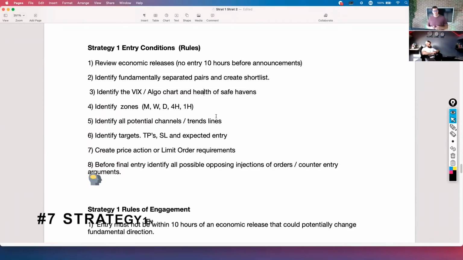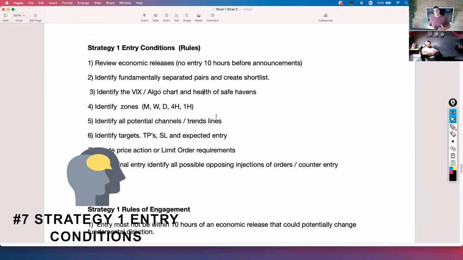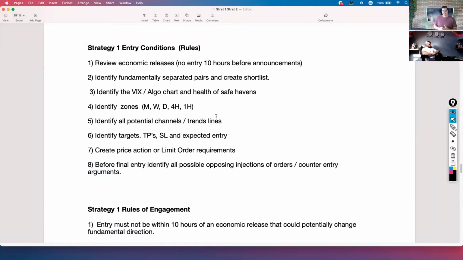Strategy 1 entry conditions, and this is going to be relatively similar for strategy 2 as well. We have to review economic releases every week. We will begin to identify the upcoming releases and talk about what that means for the market, how it could affect the market. We have to identify that.